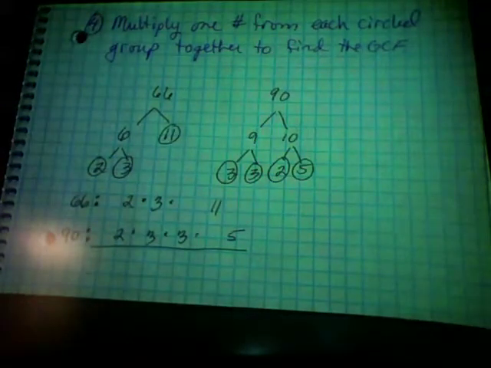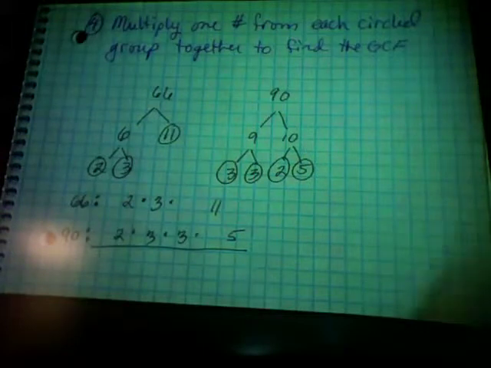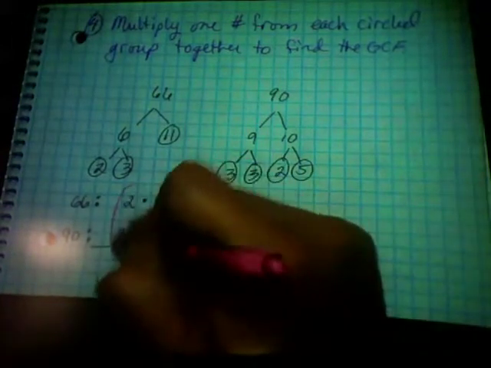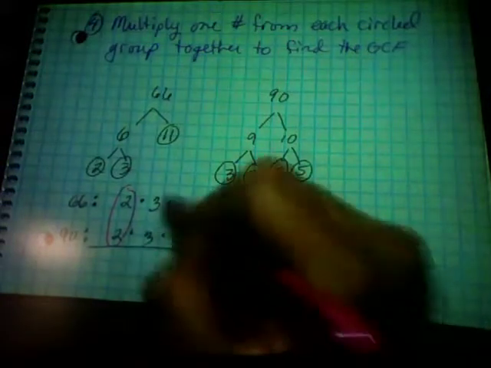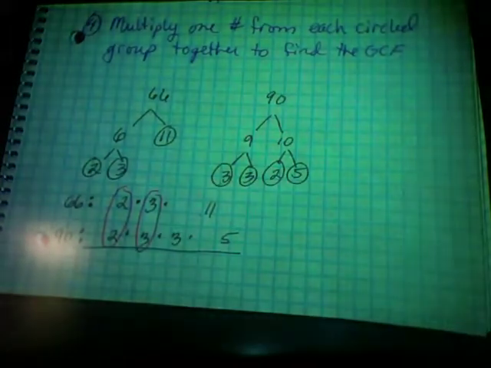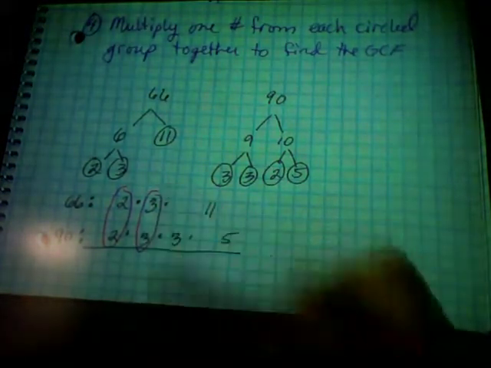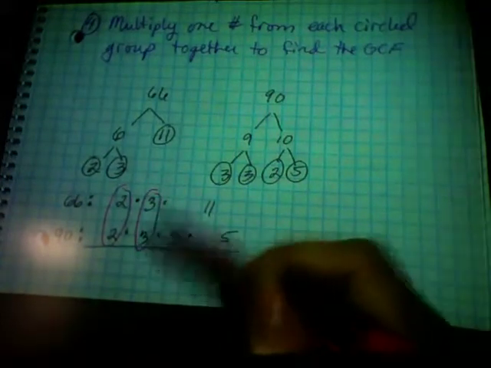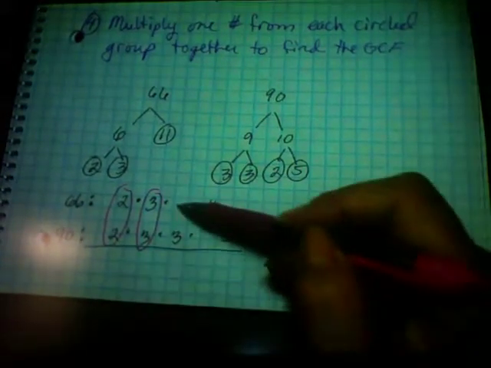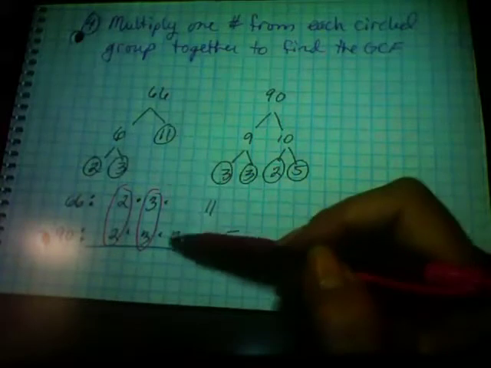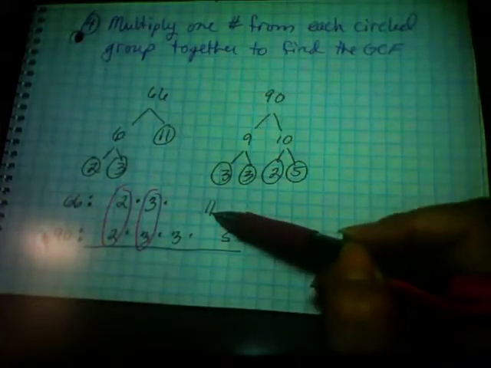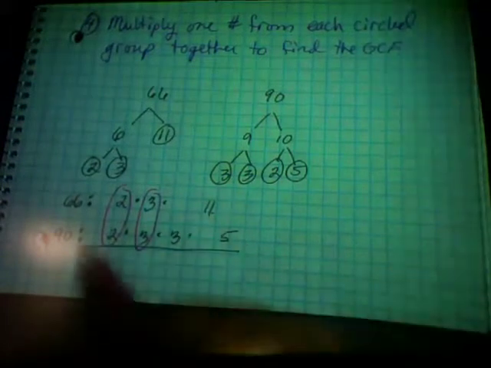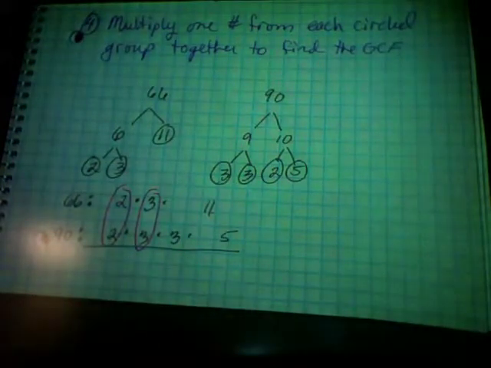So step 3 says circle all the primes numbers have in common. Do they have a 2 in common? Both of them have a 2. Do they have a 3 in common? How many? Well, just one. Technically, they each have 1 3 in common, right? This doesn't count as 2 3s. If I could circle another set of 3s, that would count as 2 3s in common, but they only have 1 3 in common. Do they have any 11s in common or 5s in common? So the only thing they have in common is 1 2 and 1 3.